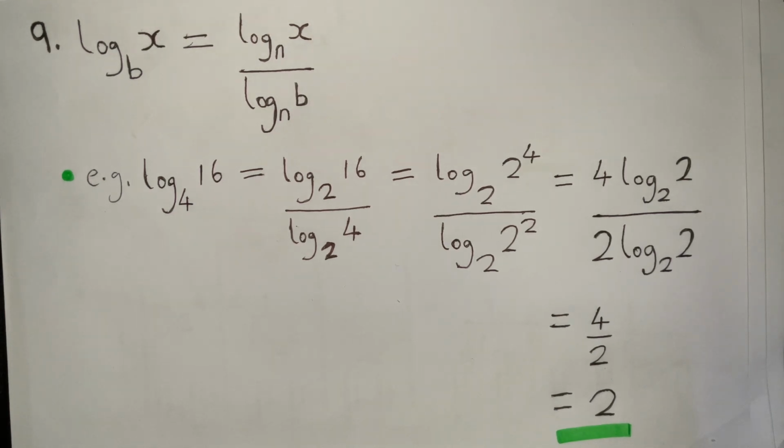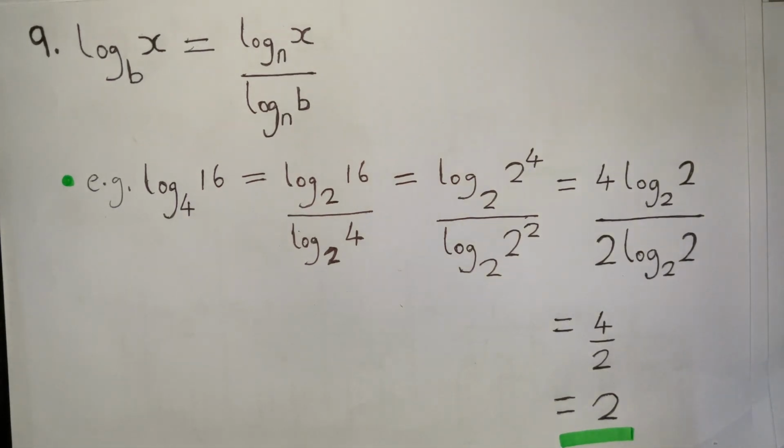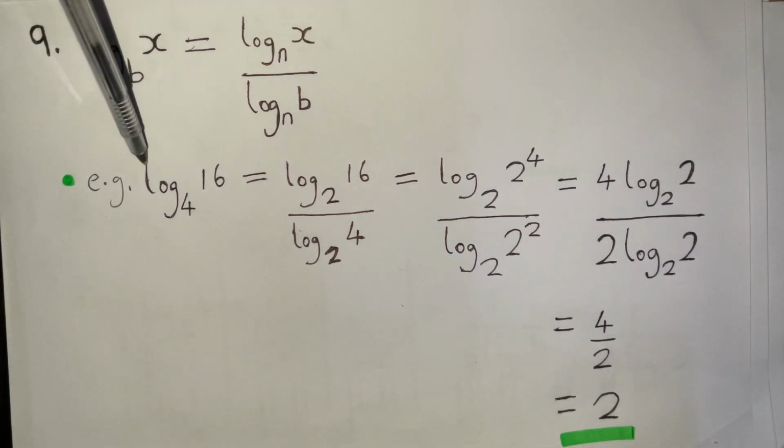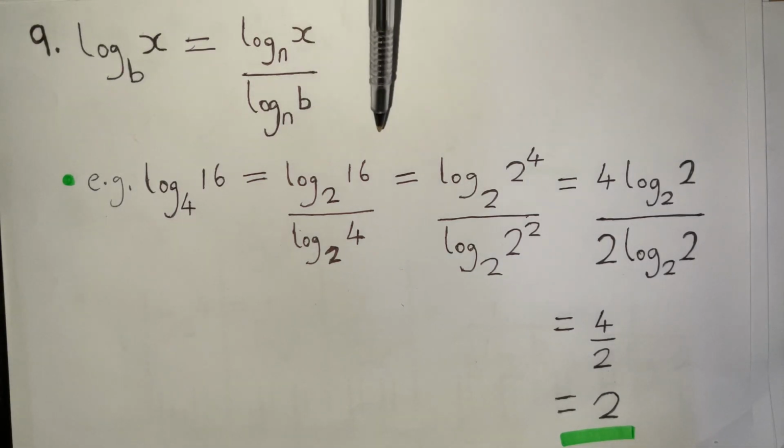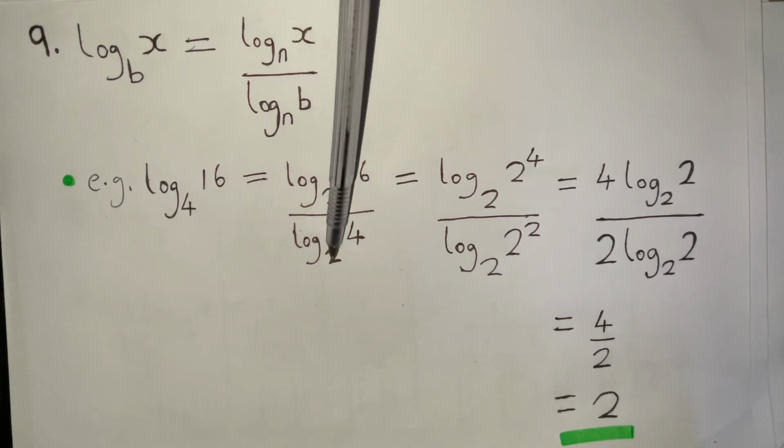For example, I can say log of x to base b can be equal to log of x to base 10 over log of b to base 10. Log of x to base b can be equal also to log of x to base 5 over log of b to base 5. So these bases must be similar. As an example, log of 16 to base 4 can be written using base 2. This one must be similar. You can use base 3, base 4, whatever.